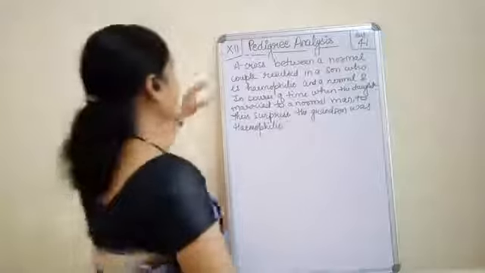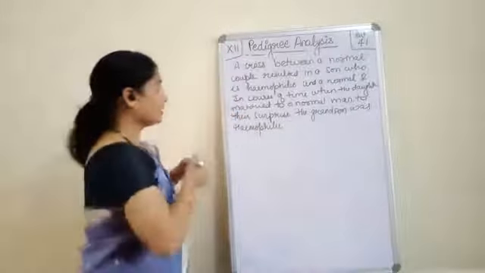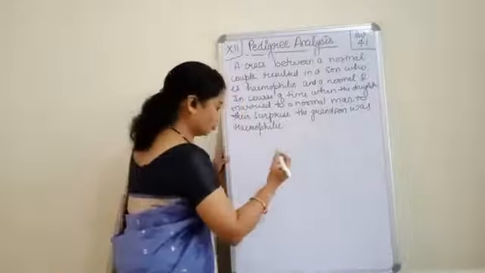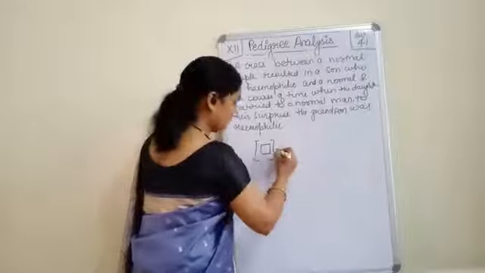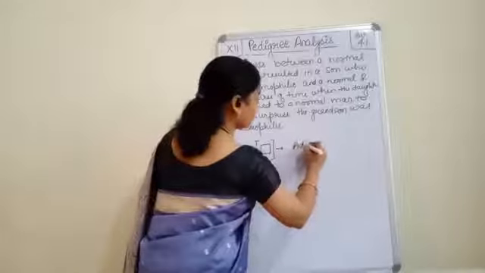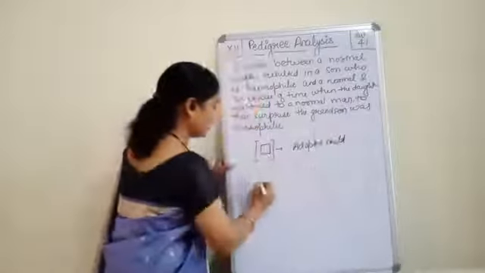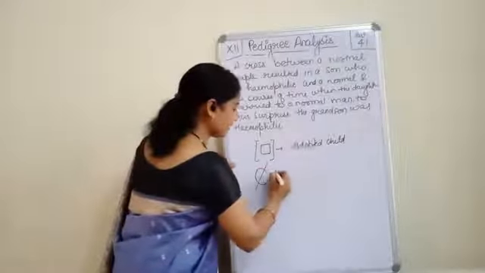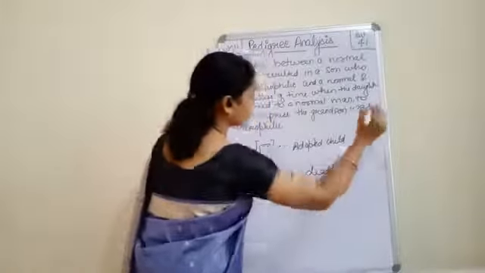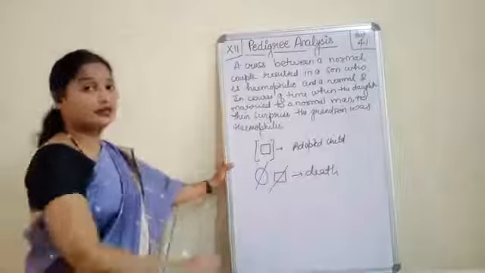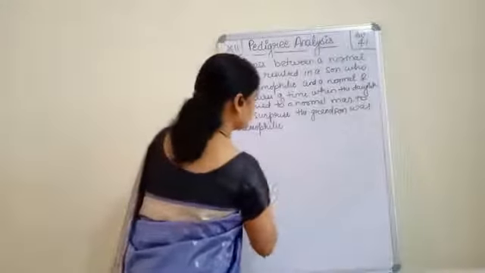Now see, we will solve this exercise. Before I solve it for you, note down these too. This symbol represents an adopted child. And this symbol represents death. Clear? Now your symbols are over. Now come to this question.